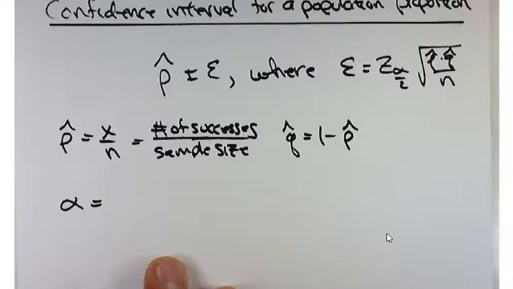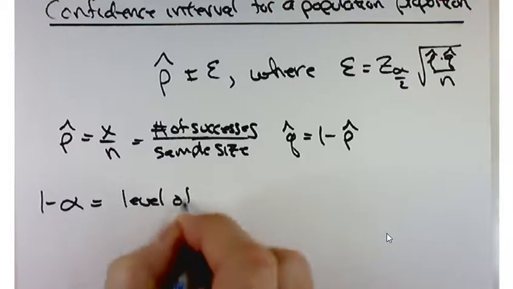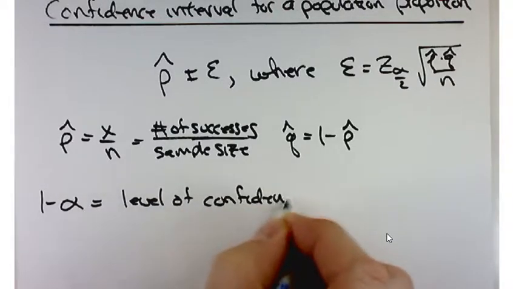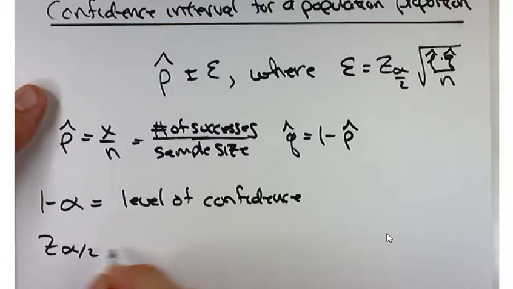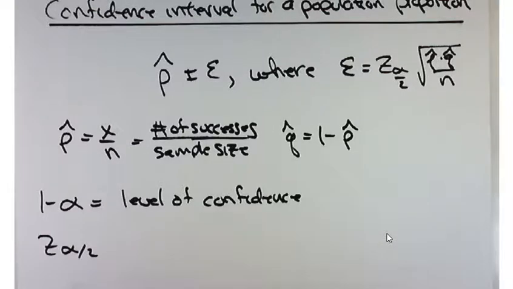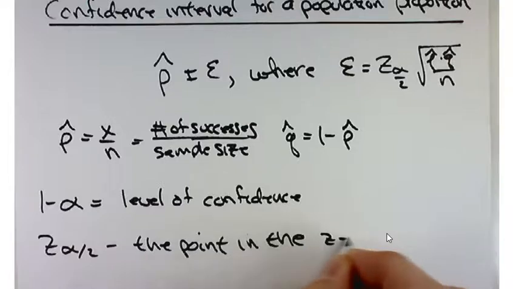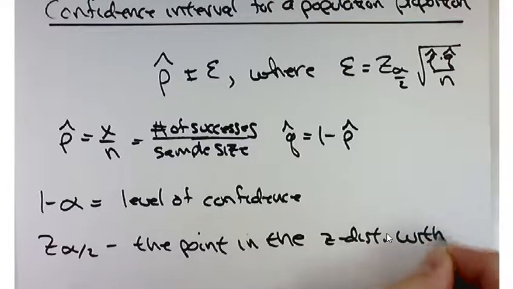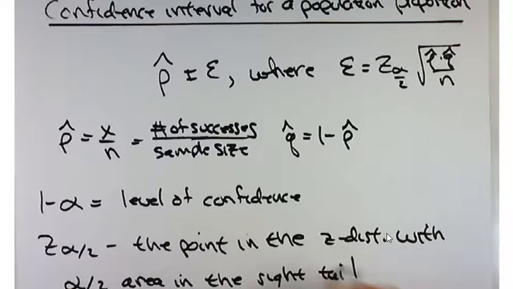Alpha is going to be our level. I should do it this way. 1 minus alpha is our level of confidence. And finally, z sub alpha over 2 is the point in the z distribution with alpha over 2 of the area in the right tail. And I think that covers everything.